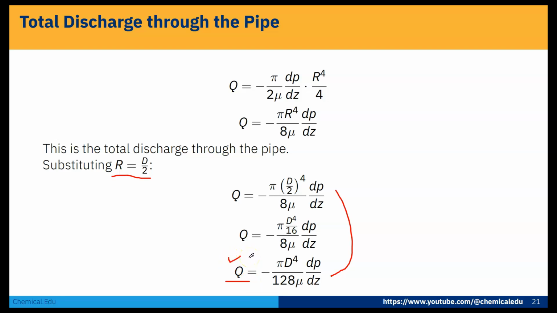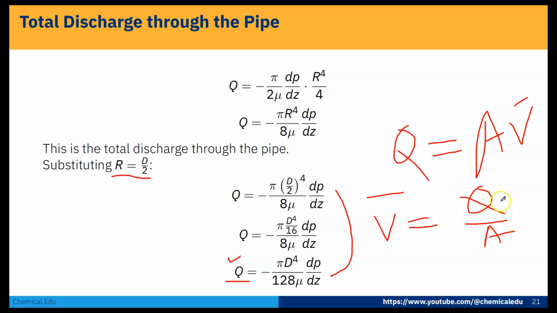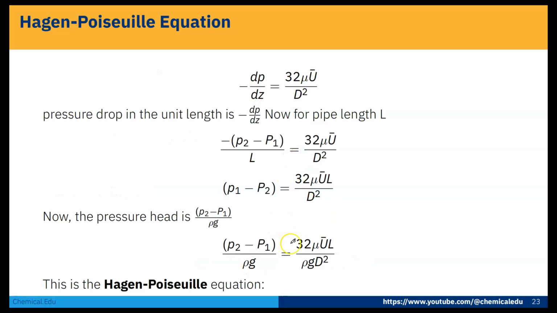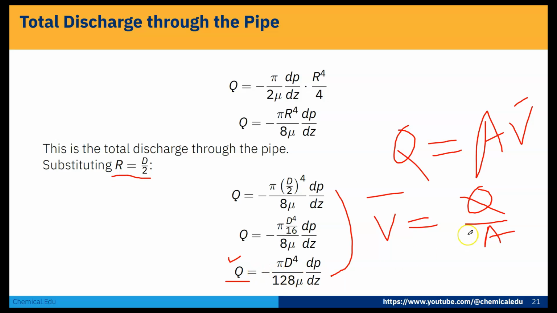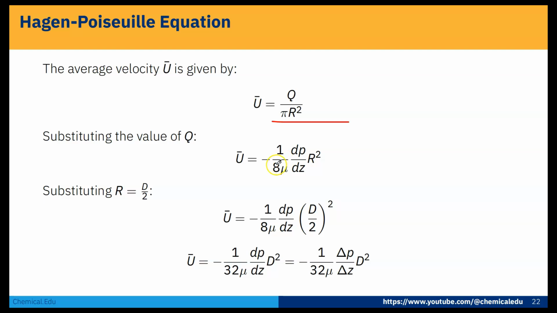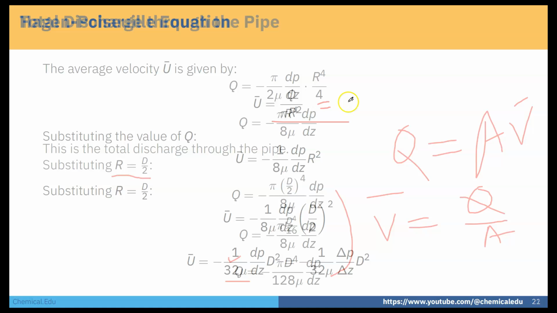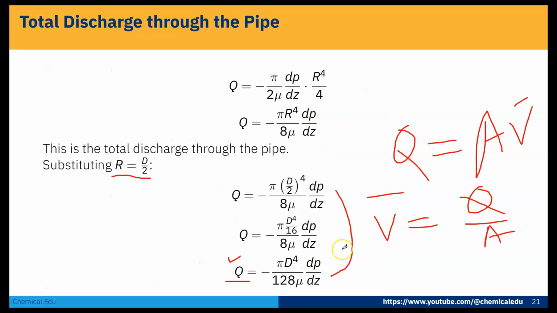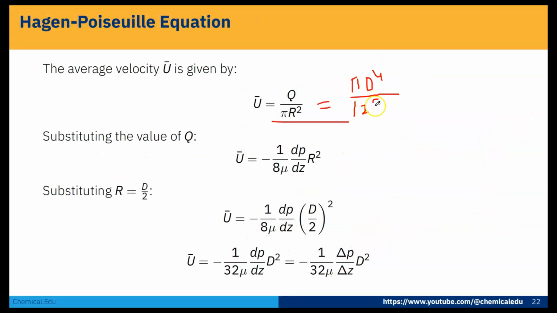Now if we want to calculate the average velocity, Q is nothing but A into V, where V is the average velocity, so area into velocity, so V will be Q by A. Now we know Q, and A is nothing but pi capital R square, so Q by pi R square. If we substitute, we get u bar is equal to minus 1 by 8 mu. Or you can plug in Q as pi D to the power 4 by 128 mu dp/dz, divided by pi.